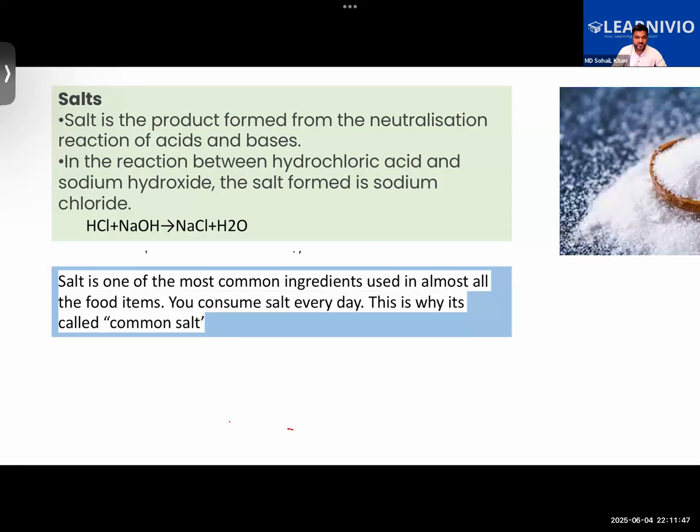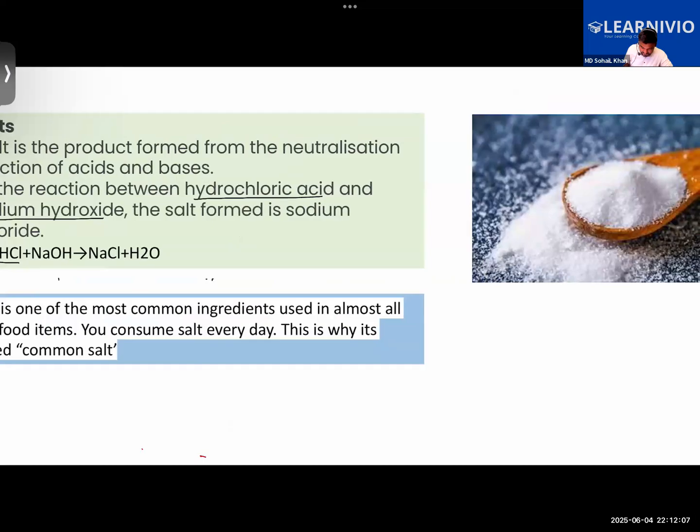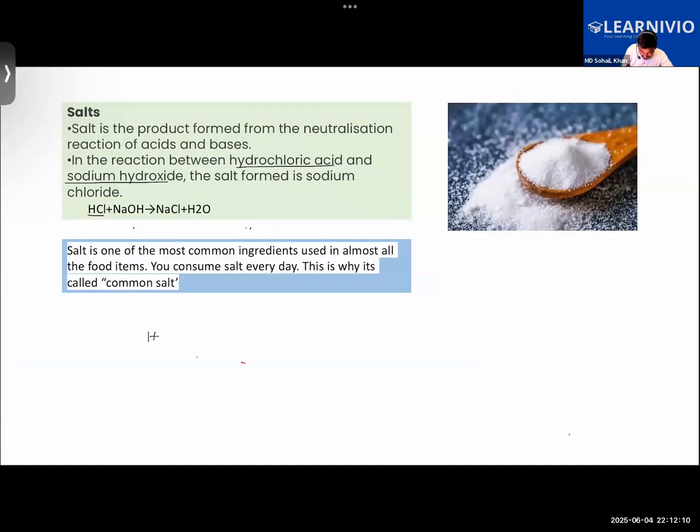So you have so many examples of bases like sodium hydroxide, potassium hydroxide, calcium hydroxide, ammonium hydroxide, lithium hydroxide, sodium hydrogen carbonate. All of these are the examples. One of the bases we have taken here is sodium hydroxide, and you already know about hydrochloric acid. So here you have hydrochloric acid plus sodium hydroxide.